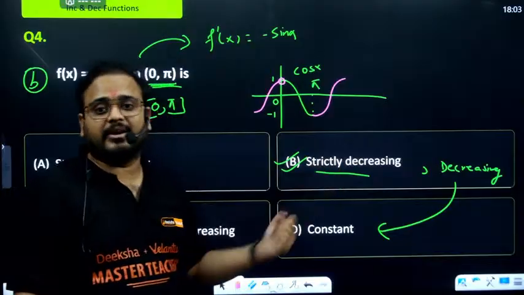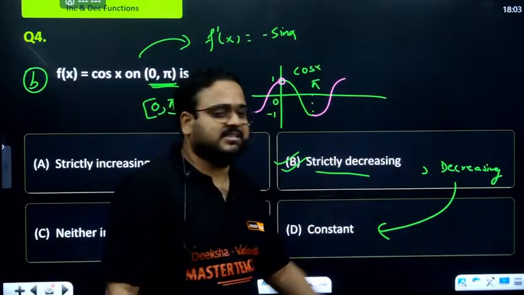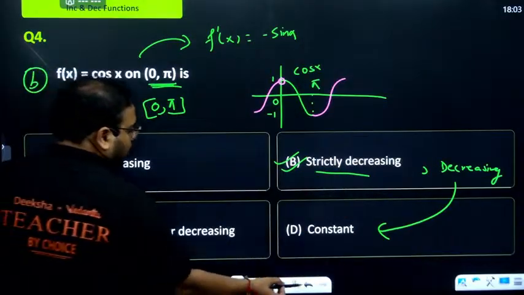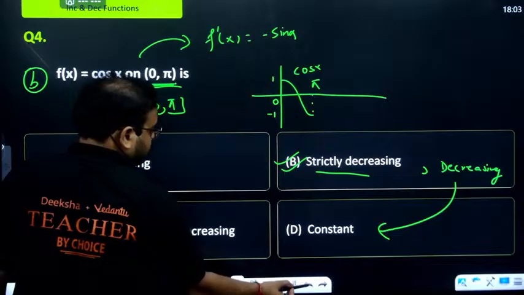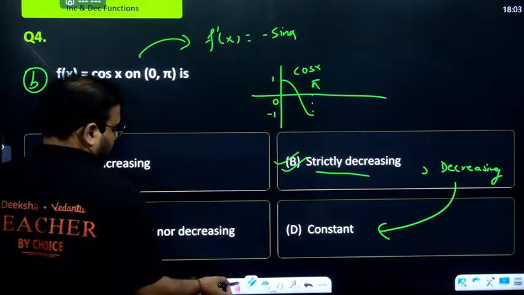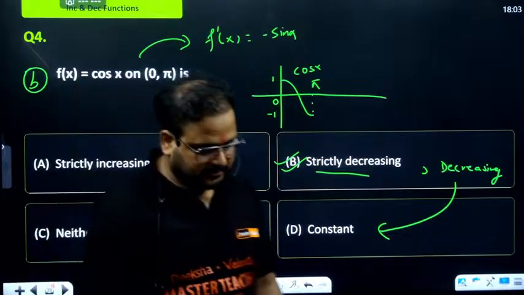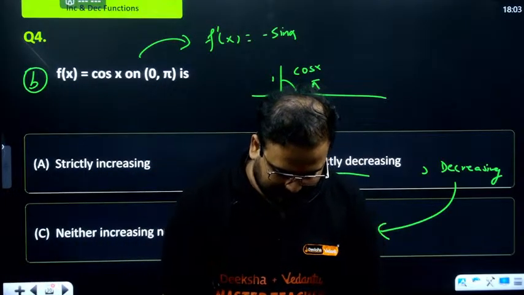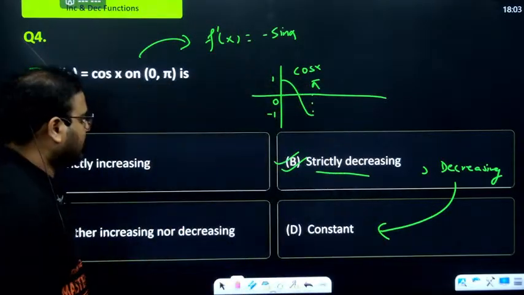B will be more accurate if I had option D as decreasing. Clear or not? Is this clear now? Does this make sense? Yeah? Okay.